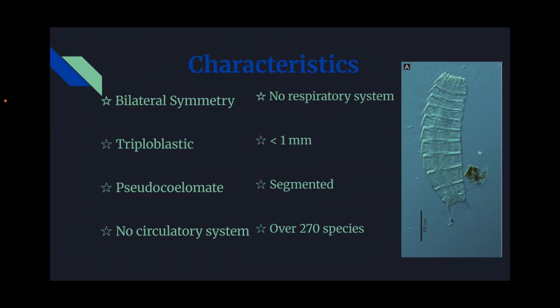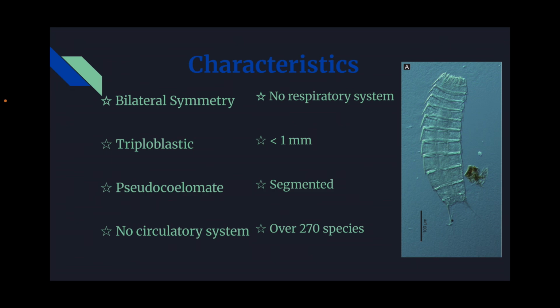So some characteristics that the mud dragons have: they possess bilateral symmetry. They are triploblastic, and so they have those three ectoderm, mesoderm, and endoderm layers. They are also pseudocoelomates, meaning that they possess a body cavity, but it doesn't line up with the mesoderm layer. They have no circulatory system, so all their nutrients move through their body by using diffusion. And there's the pseudocoelom, which is a fluid-filled cavity that provides space for organs and helps move nutrients throughout the body.